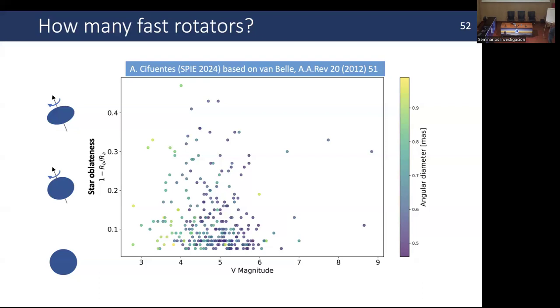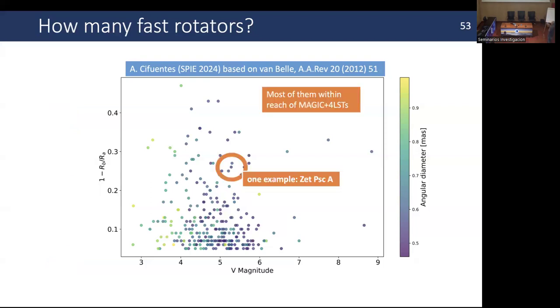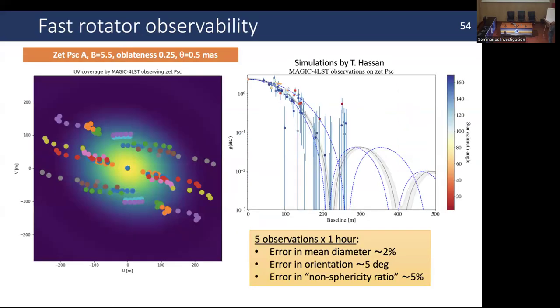And this is the magnitude, right, for different angular diameters. As you can see, this is magnitude 6. So there are many stars that are within reach. Most of them are essentially within reach of MAGIC plus the 4 LSTs. This is just one example. You take this star, Zeta Piscis. We have made a simulation. This was by Tarek Hassan, where you see that there's a very nice coverage in the UV plane.